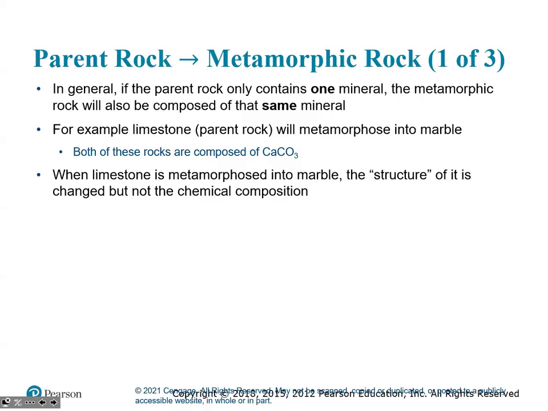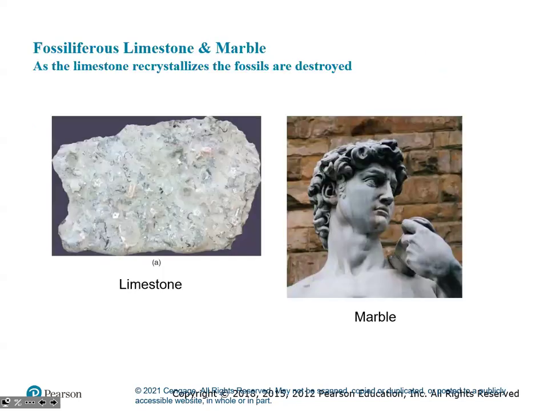For example, limestone as a parent rock will metamorphose into marble. Both of these are made of calcite, calcium carbonate. The structure of it is changed, but not its chemical composition. So this is limestone, and this is marble.